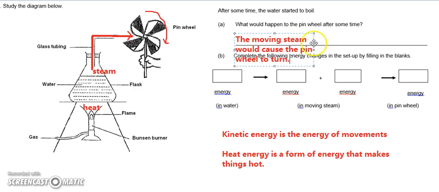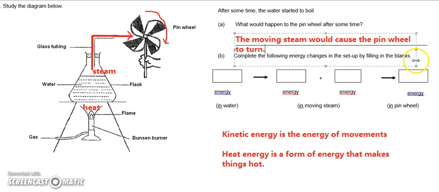Alright. Okay, and what would there be in the water? It would be heat energy. And what energy would there be in the moving steam? There would also be heat energy, but this time it's moving, so there's kinetic energy. And the pinwheel will also be moving, and therefore there's also kinetic energy.